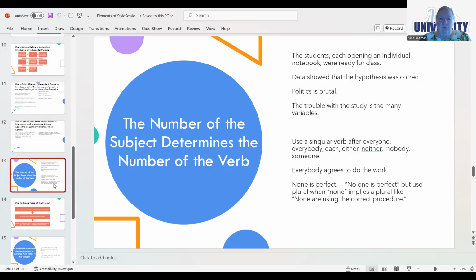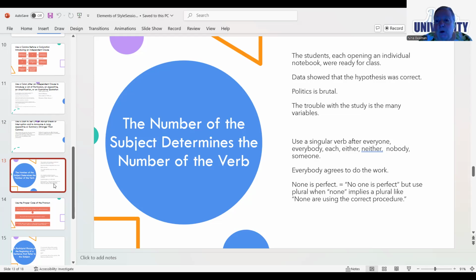The number of the subject is going to determine the agreement with the verb. So the students, each opening an individual notebook, is that singular or plural? Because you got each in there. Well, remember, that's in a parenthetical. So the students, forget the parenthetical expression, the students were ready. They were ready. Okay, you got to make it agree, even if there's a lot of words in between. They were ready.